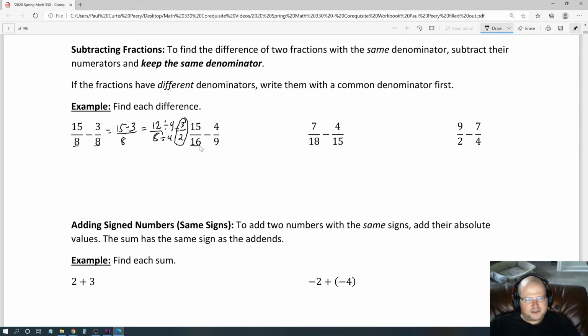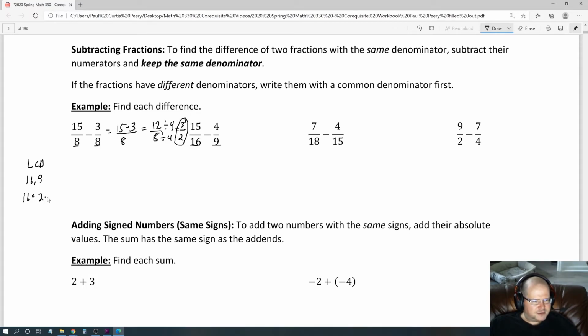So these denominators do not match. And since they do not match, we need to find the least common denominator of 16 and 9. We could count, right? We could say 16, 32, 48, 64, and so on and so forth, and eventually get it. That's pretty inefficient. So what we're going to do this time is the prime factorization, okay?